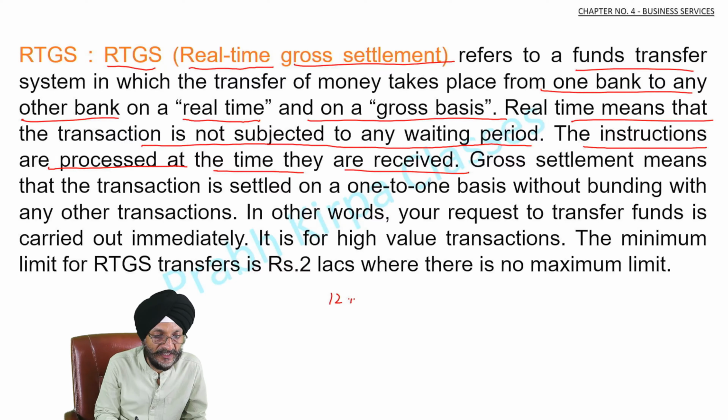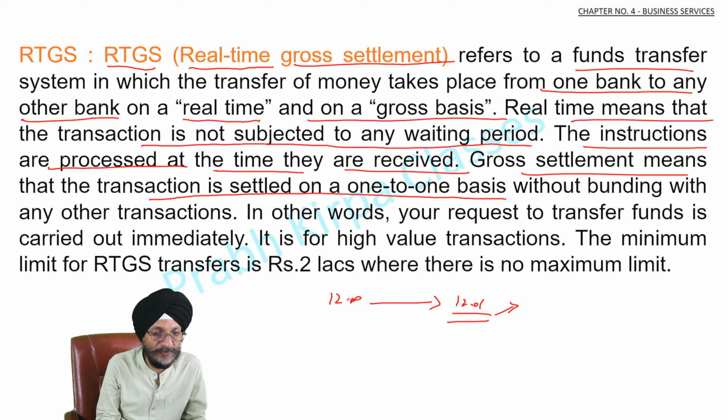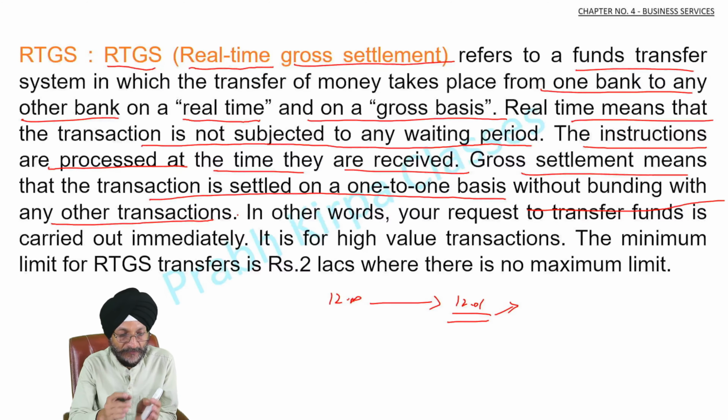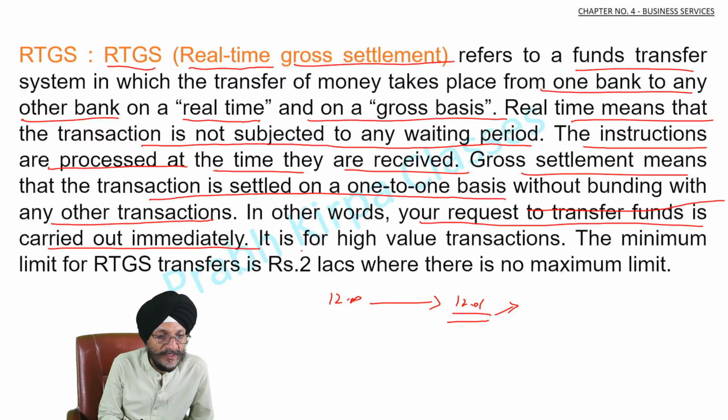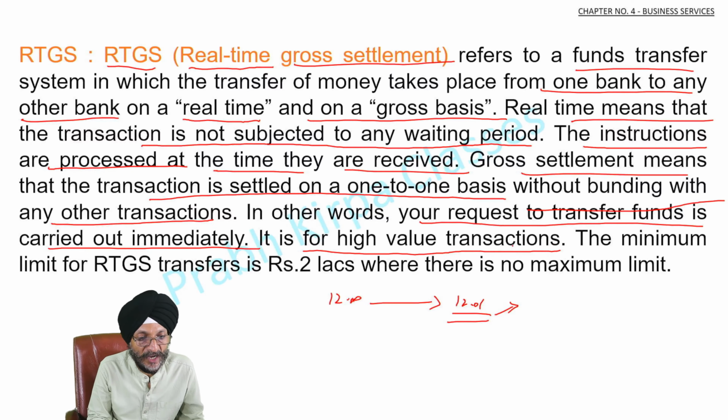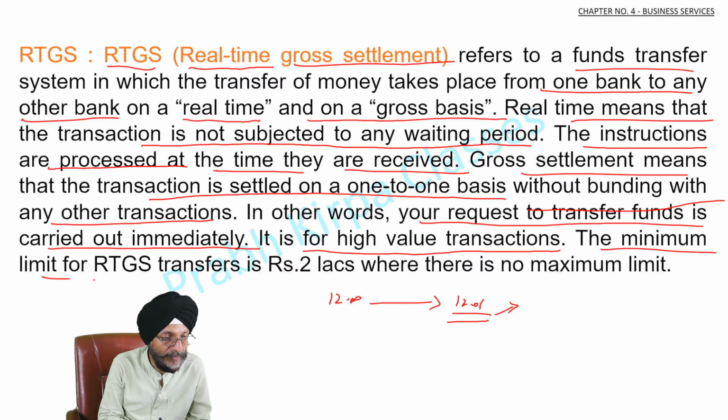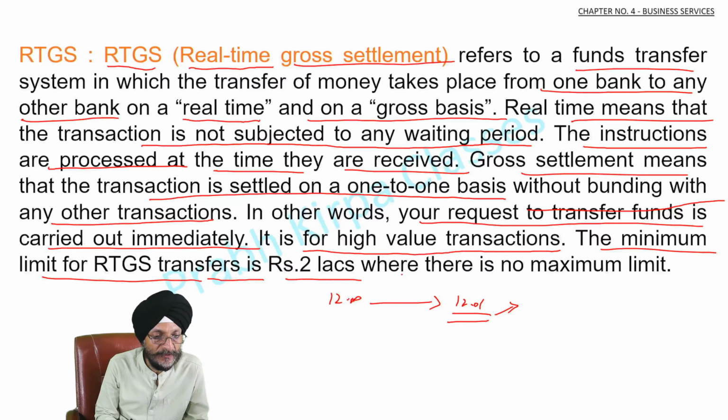Suppose we have instructed the bank at 12 hours and it reaches the bank at 12.01 hours. The bank will carry out the instructions immediately. Gross settlement means the transaction is settled on one-to-one basis without bundling with another transaction. That is, whenever you instruct the bank, it will be carried out immediately. In other words, your request to transfer funds is carried out immediately. RTGS is for high value transactions. In India, the minimum limit for RTGS transfers is rupees 2 lakhs, where there is no maximum limit of the amount.